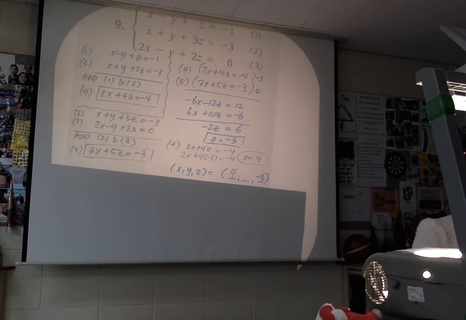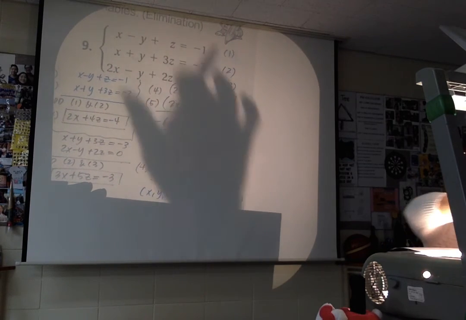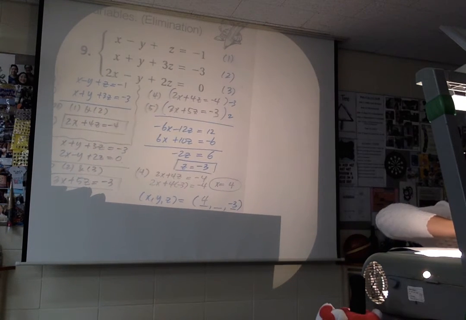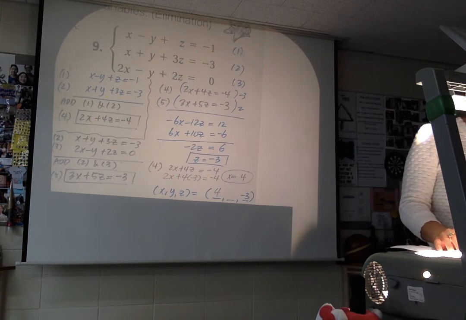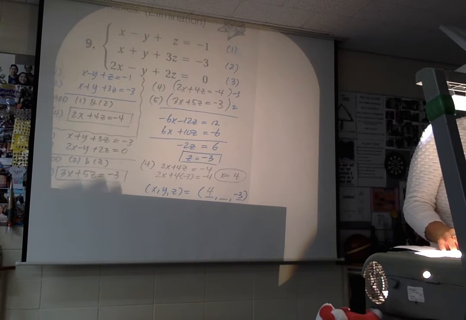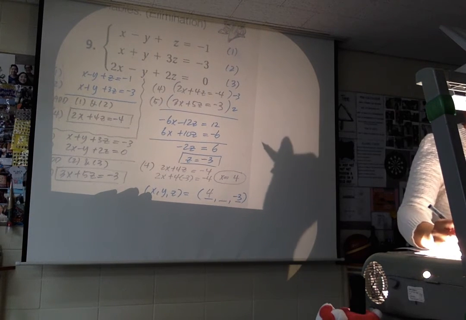To find y, it's even easier, right? Because now everything is pretty much set for you. You can choose any of the first two equations. Which one do you want to work with? I think I want to work with the first one, okay? So I'm going to work with the first one to get y. So let's plug it into the first one, okay?